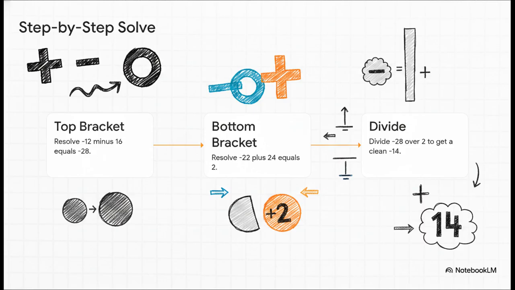Step 1, resolve the top bracket. A positive and a negative make a negative, so -12 minus 16 is -28. Step 2, the bottom bracket. Two negatives make a positive, so -22 plus 24 is just 2. Step 3, we simply divide -28 by 2. Different signs mean a negative result, so we get -14. Just by trusting the process, we took that massive, complicated fraction and reduced it down to a clean -14.